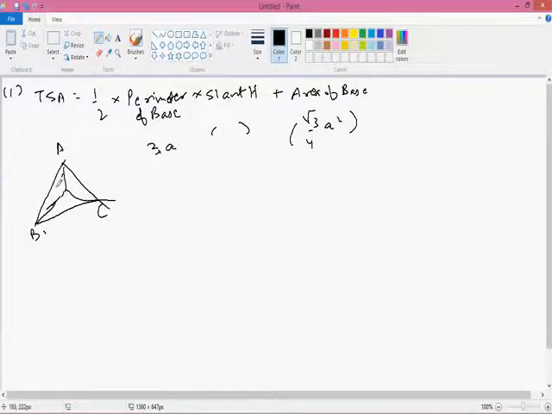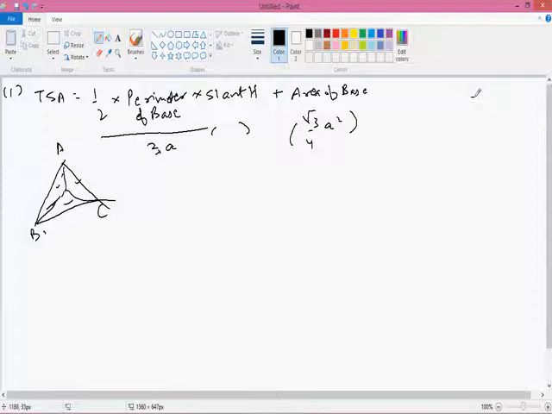So we have to find the area of these three surfaces and the total base surface. The area of these three surfaces would be denoted by 1/2 into perimeter of the base into slant height. After looking at this, we have the challenge of finding the slant height.